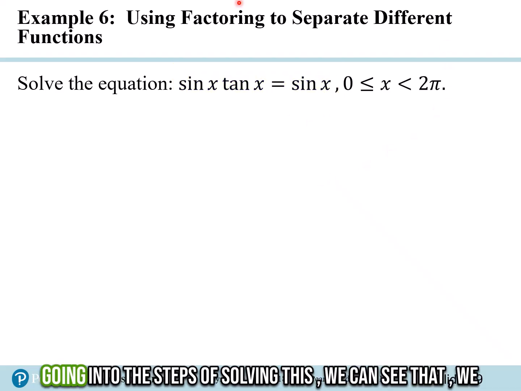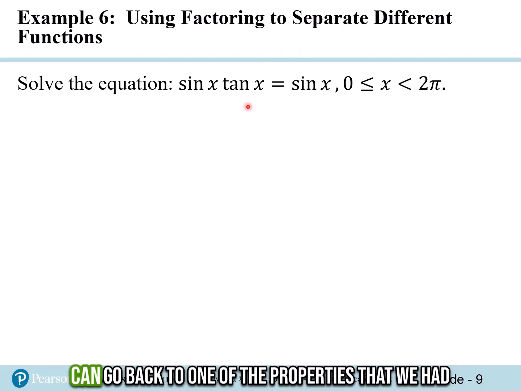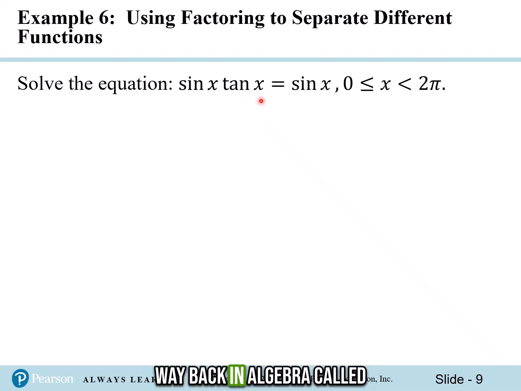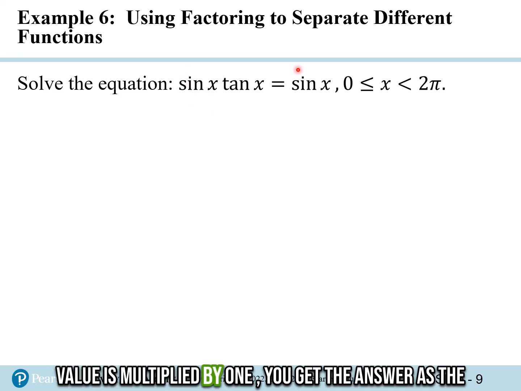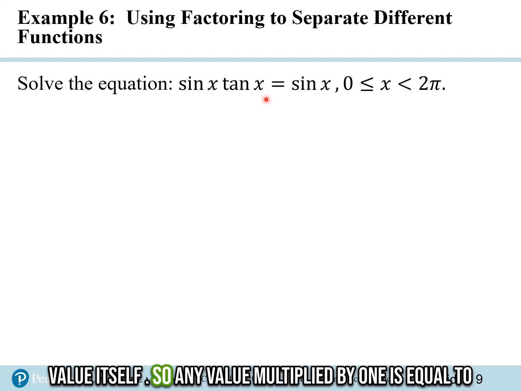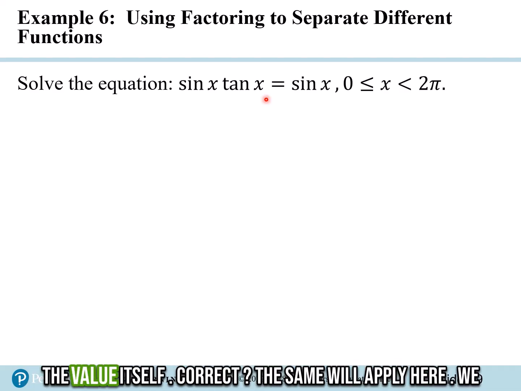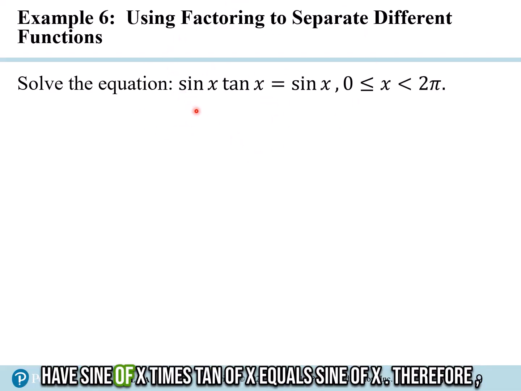Now, even before going into the steps of solving this, we can see that we can go back to one of the properties that we had learnt way back in algebra called the identity property of multiplication. When a value is multiplied by 1, you get the answer as the value itself. So any value multiplied by 1 is equal to the value itself, correct? The same will apply here. We have sine of x times tan of x equals sine of x.